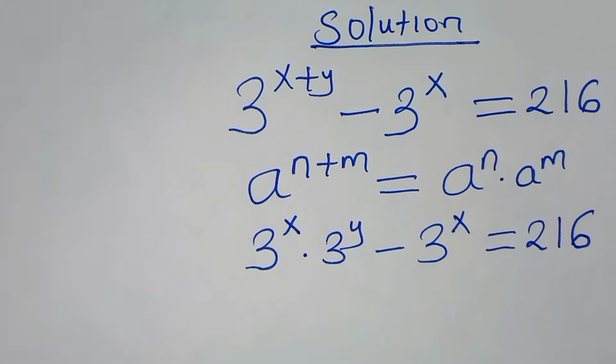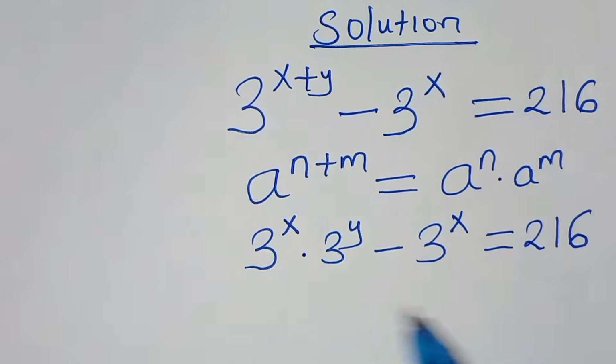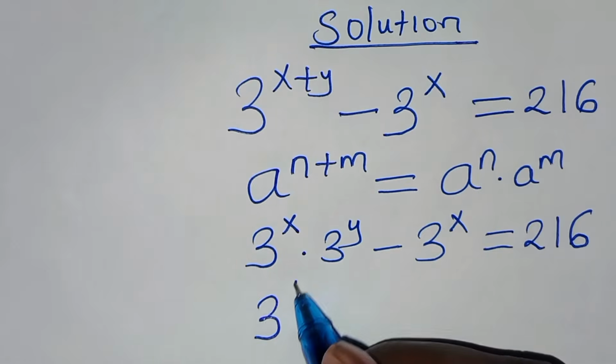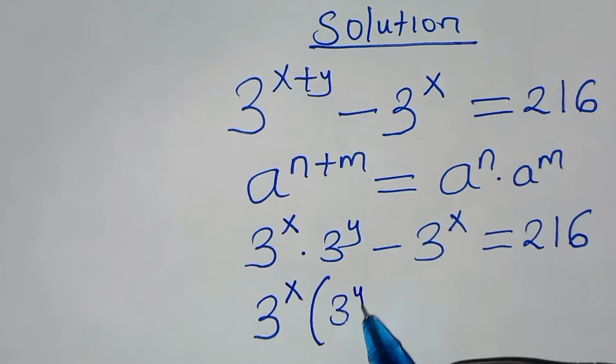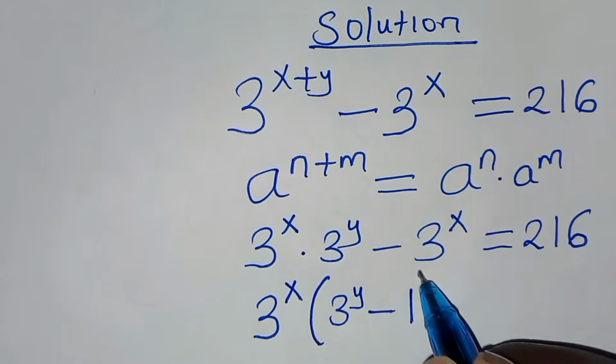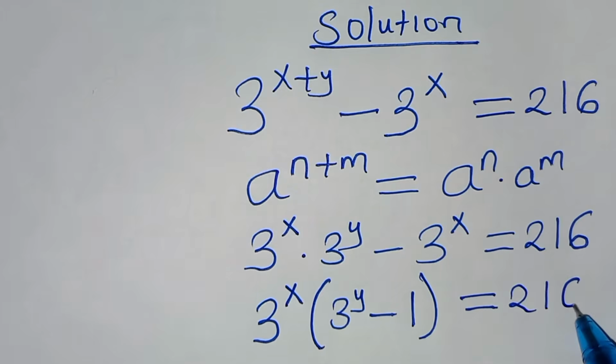Now, the next step from here, we have 3 to power x here is common. We can factor out 3 to power x so that we have 3 to power x into the parentheses 3 to power y, subtract 1, close the bracket here. This is equal to 216.